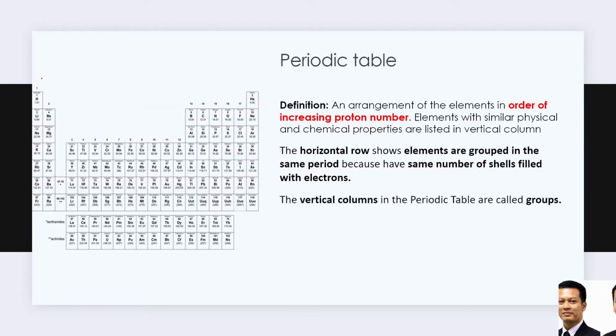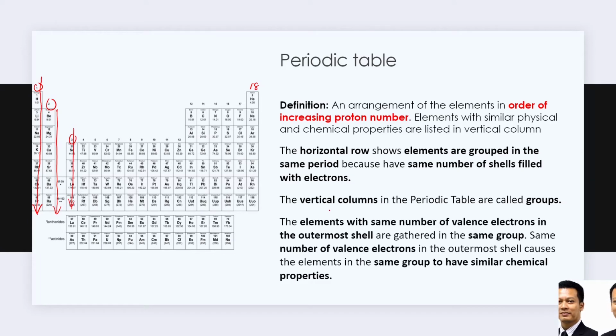Vertical columns are called groups. This is a vertical column, a group. This is group 1, this is group 2, this is group 3, and so on, all the way to group 18. This one is group 18.